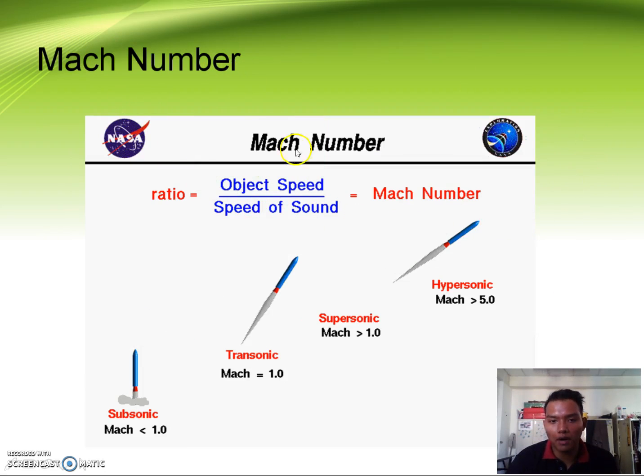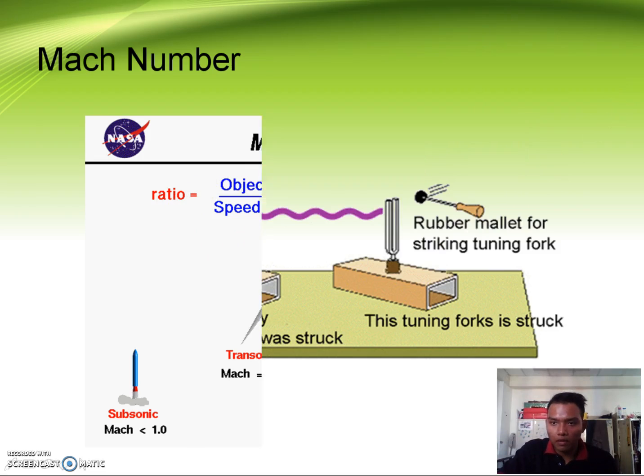Next, Mach number. As you know, Mach number is the ratio of object speed over the speed of sound. How do we calculate the Mach number? This is the formula that you can use.